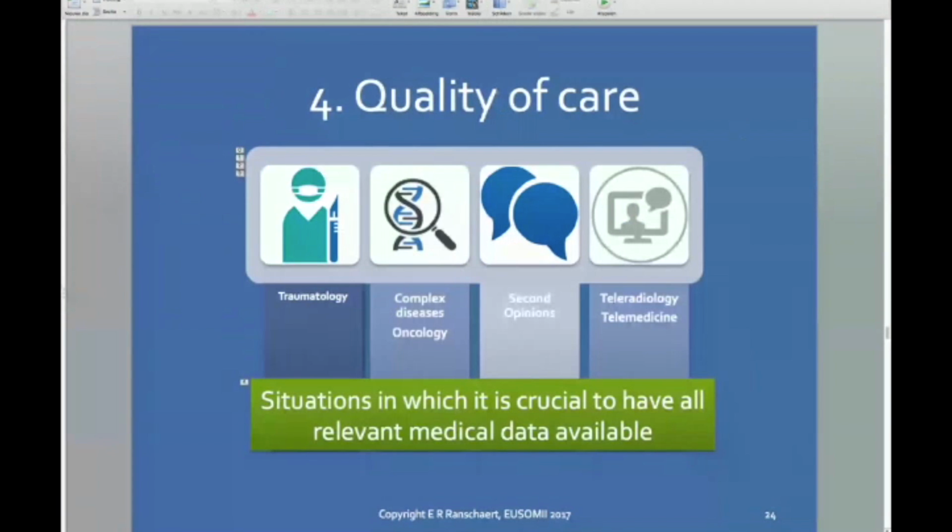So the cloud does have a positive effect on the quality of care. For example, for traumatology, for complex diseases like oncology, for obtaining second opinions, and also for teleradiology and telemedicine purposes. So these are all situations in which it's crucial to have all relevant medical data available.